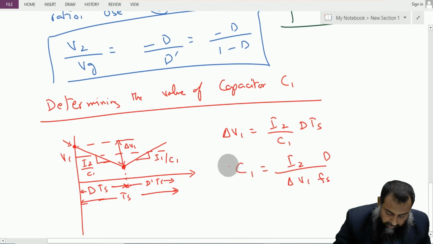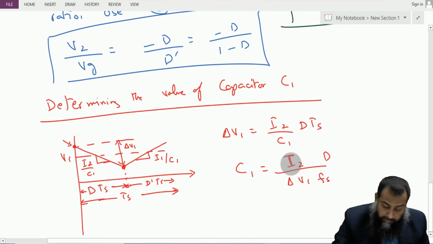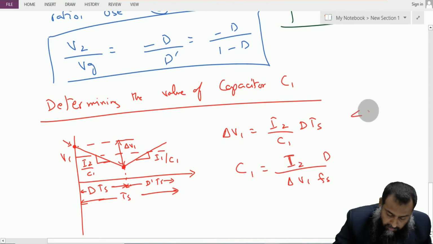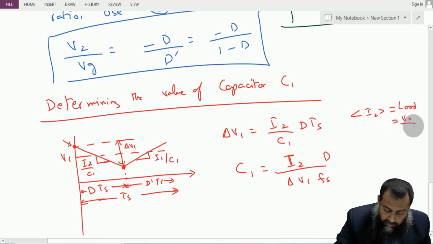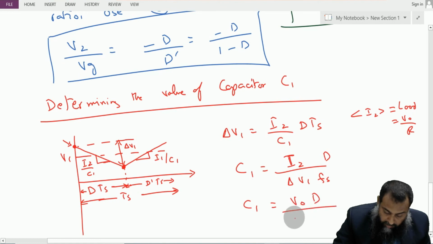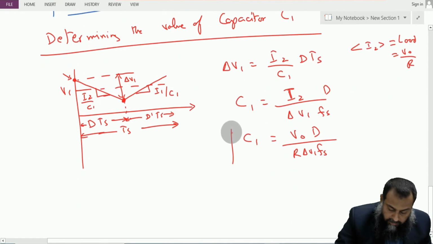Now here we have this I2, which is not a function of either the input current or the output current, but we do know that the average of this I2 has to flow through the load, and that is equal to V naught over R, and therefore this C1 can be expressed as V naught D over R delta V1 into this Fs. So this is the expression for the capacitor C1.